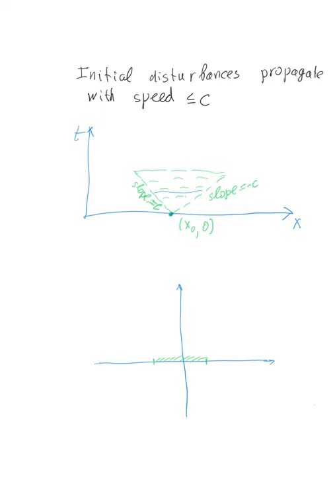This also implies that those initial conditions which are concentrated on some interval, let's say from minus r to r, would affect the future values of the solution only in the region shown on this picture, again bounded by the lines with the slope minus c and c. That was the case of the one-dimensional wave equation.